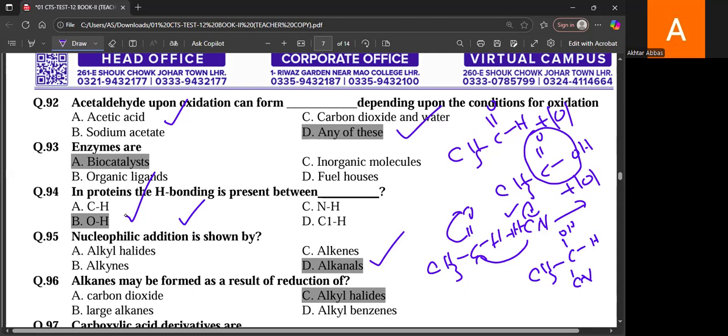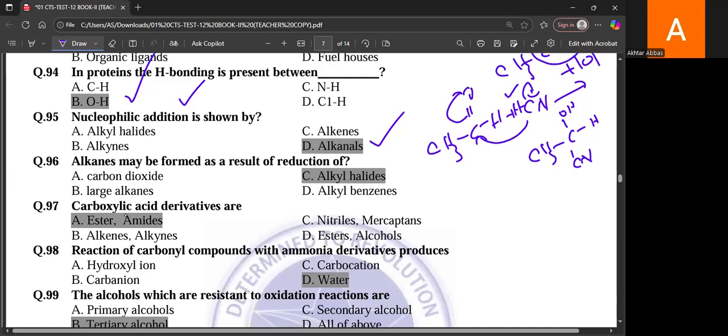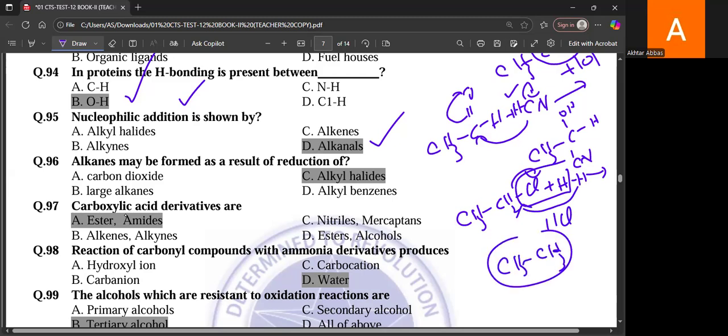Next MCQ: alkanes may be formed as a result of reduction of alkyl halides. Okay, so your option is Charlie because, for example, we have an alkyl halide, CH2Cl. When we reduce it, it reacts with H and H. So this chlorine reacts with H to form HCl and this hydrogen reacts with CH2 to form CH3. So it is converted into an alkane. So your best option is Charlie.